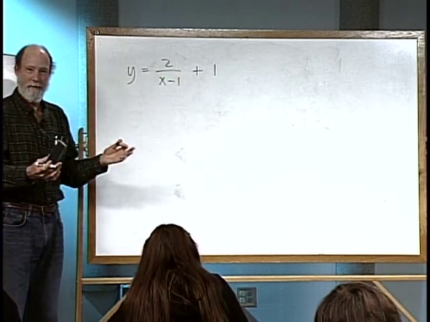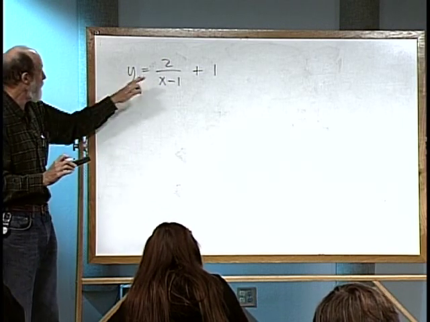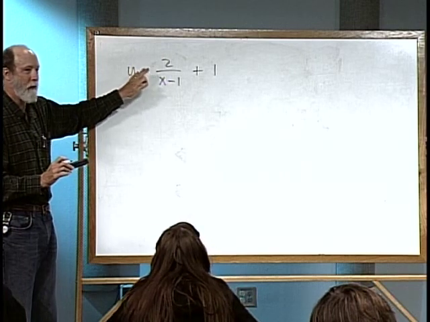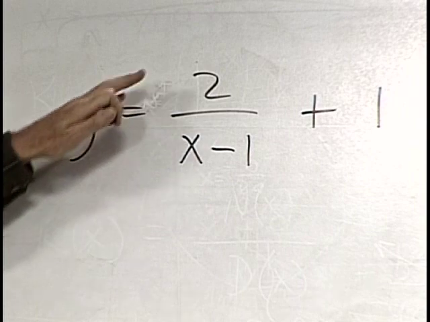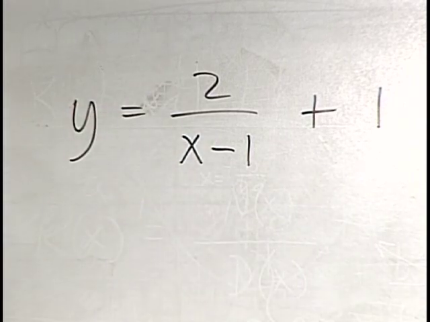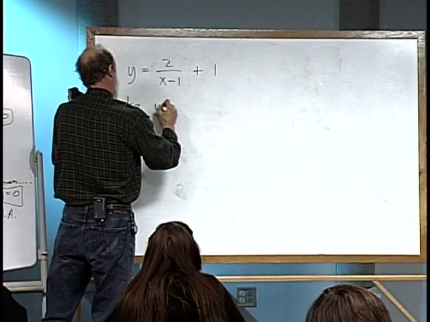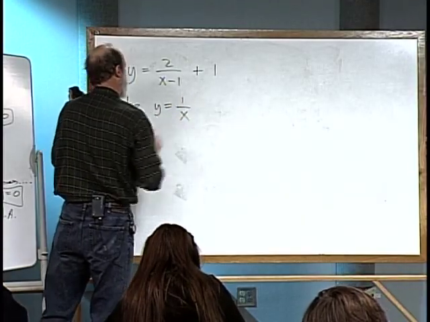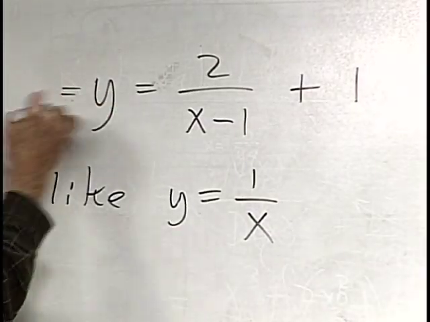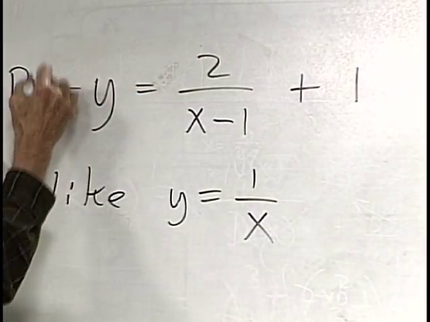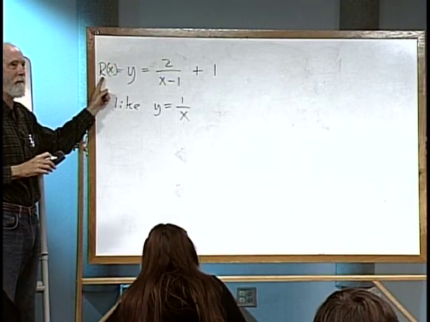Don't get nervous. Do you see that this is really what function without its transforms? It's 1 over x, isn't it? This is like y equals 1 over x. Let me call this function that we're playing with here r of x for rational function, r of x.